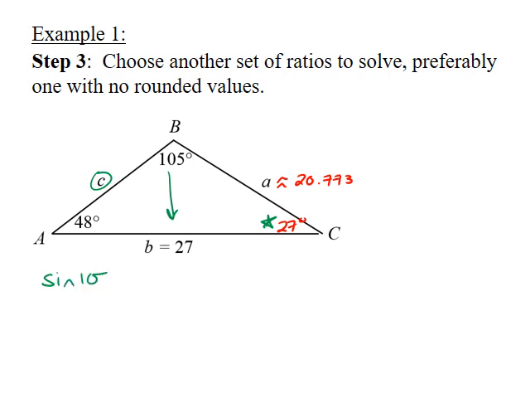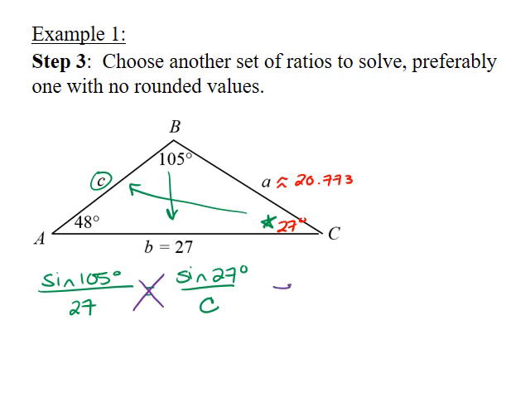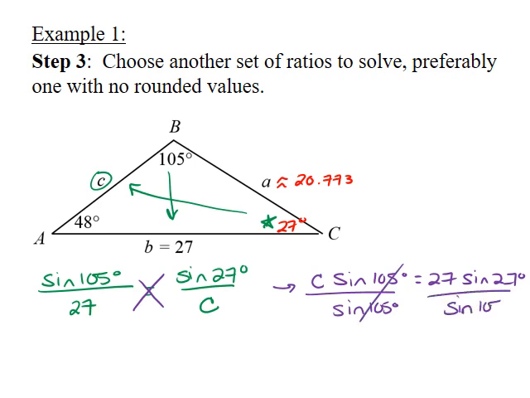So sine of 105 degrees over 27 is equal to sine of 27 degrees over C. And then, like the previous slide, we will cross multiply. So I get C times sine of 105 degrees is equal to 27 times sine of 27 degrees. Then divide both sides by sine of 105 degrees. And C is approximately 12.69.